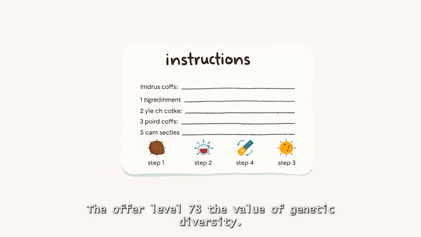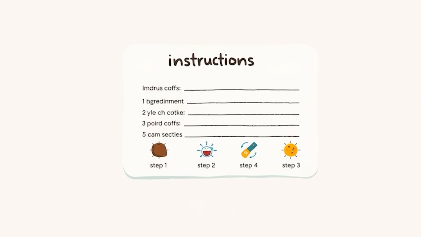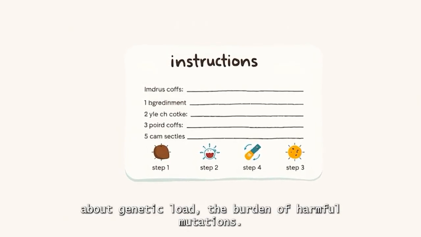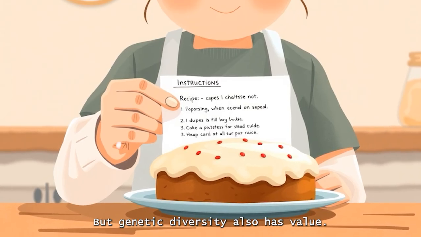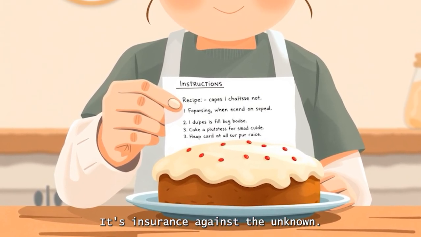Level 78. The value of genetic diversity. We've talked about genetic load, the burden of harmful mutations, but genetic diversity also has value. It's insurance against the unknown.